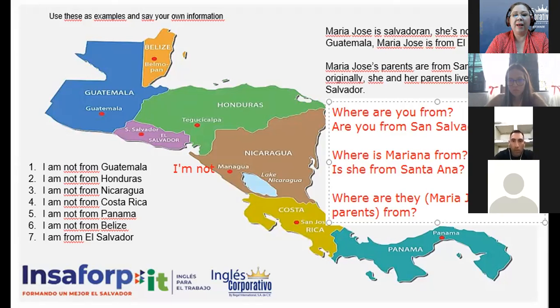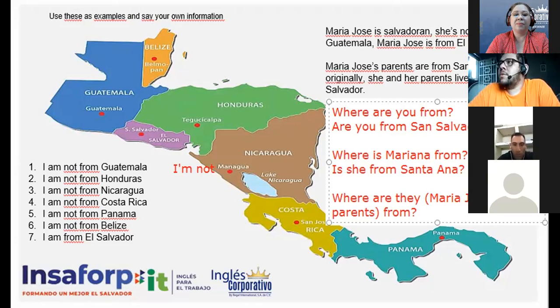Very good. I will read this. A ver, Eduardo, please read yours. Okay. Eduardo Argumedo is from Salvador. He is not from Guatemala. Eduardo Argumedo is from El Salvador. Eduardo Argumedo's parents are from San Miguel originally. He and his parents live in San Salvador. Yes, his parents. Very good.